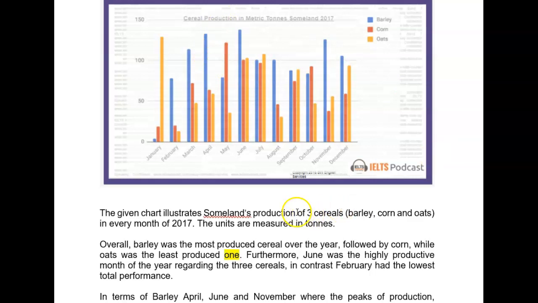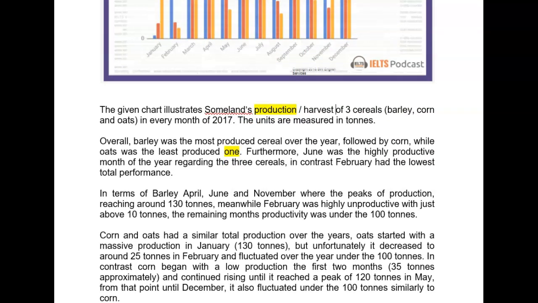You can say production, but I would rather you try to paraphrase. You could say the harvest, which is quite a good idea. Illustrate Summerland's harvest of, would be a nice one. Or you could say the amount of something grown, because we might need to vary this a little bit. So was the least. You actually don't need to even repeat produced. But that's very nice superlatives there and a good contrasting word. That's perfect.